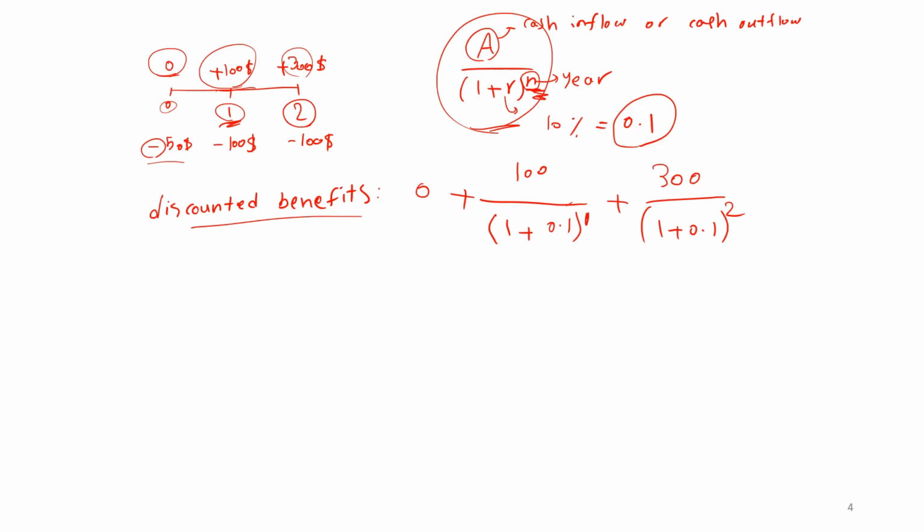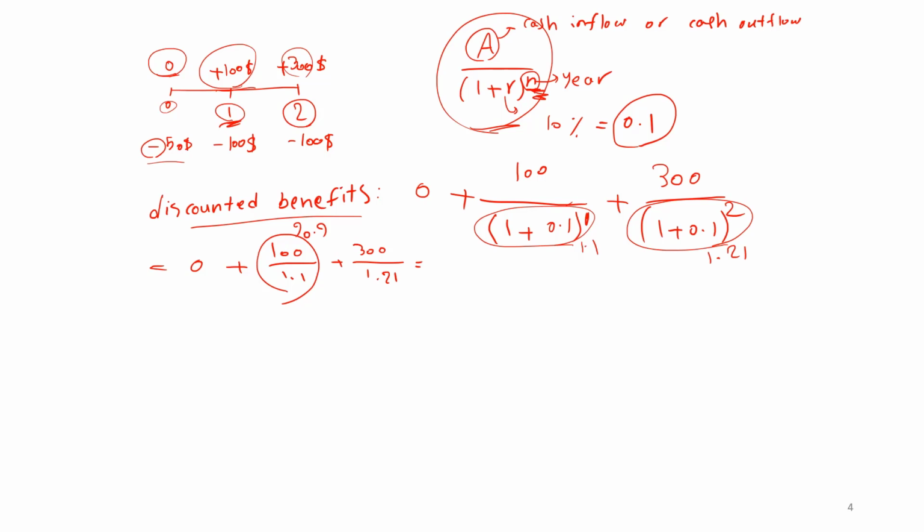1 plus 0.1 to the power of 1 is just 1.1. And 1 plus 0.1 to the power of 2 is 1.21. Right? So we can calculate it now. It is equal to 0 plus 100 over 1.1 plus 300 over 1.21. This is equal to, I calculated it here, so let me check, 90.9, and here 300 over 1.21 is equal to 247.9.